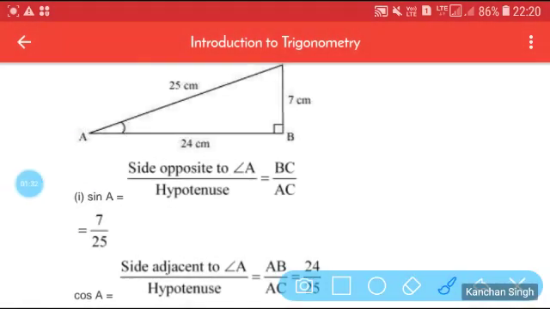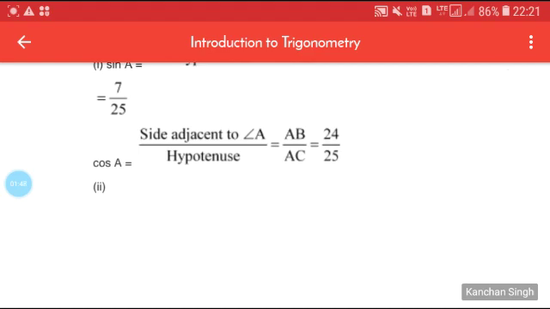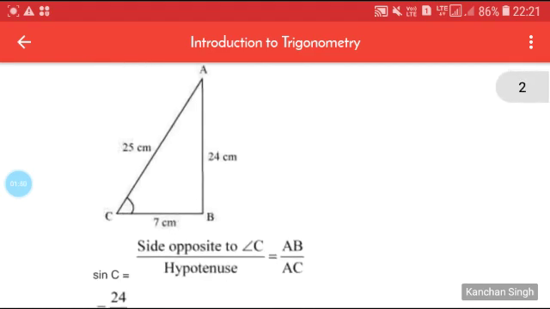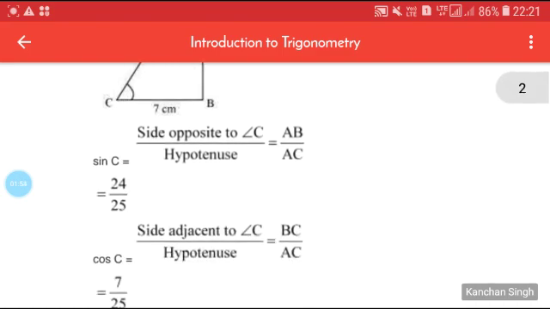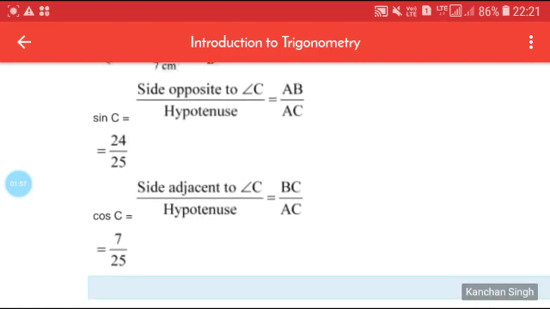Now in the second case, we have to find sin C and cos C. Now see, don't get confused. Here sin C, this one. So to find sin C, again opposite side. Now our opposite side has changed here. Opposite side is how much? 24, and hypotenuse is 25, and similarly for cos C, adjacent side. So adjacent side we will write. See, now the thing will change. So here adjacent side is how much? 7 by hypotenuse, which is 25.